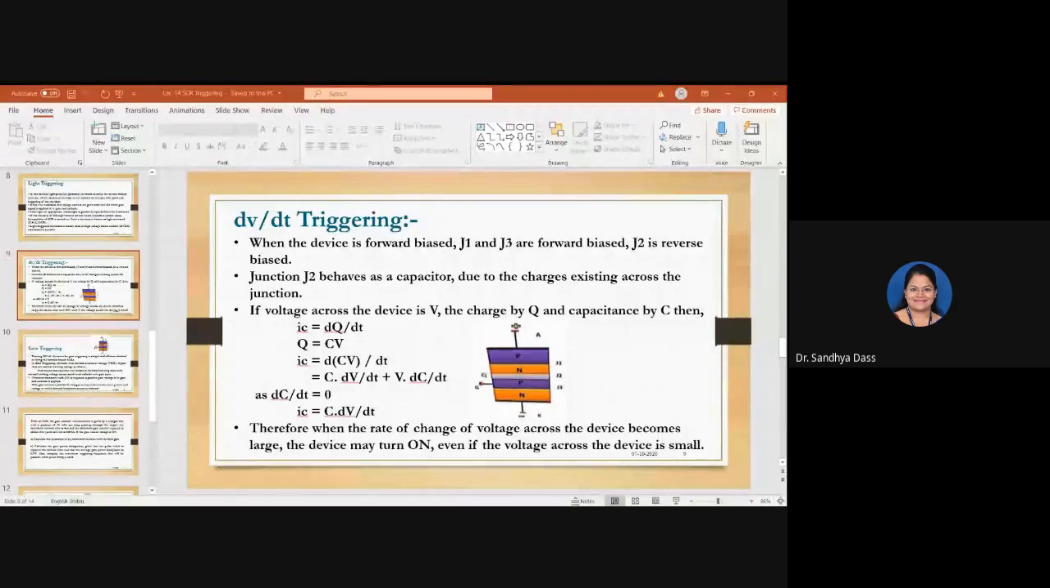I just mentioned: what is the voltage you are applying across anode and cathode, what is the condition of the junctions, and what happens with the signal you are applying to the gate terminal. All that information should come. When we just look at it, we feel we know things, but when we have to put it across, that is where we stumble.